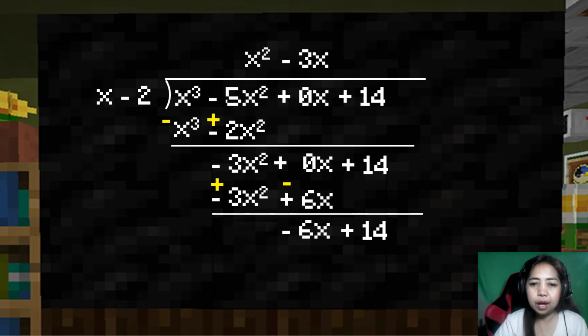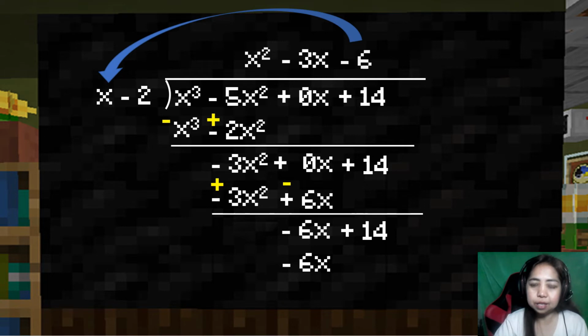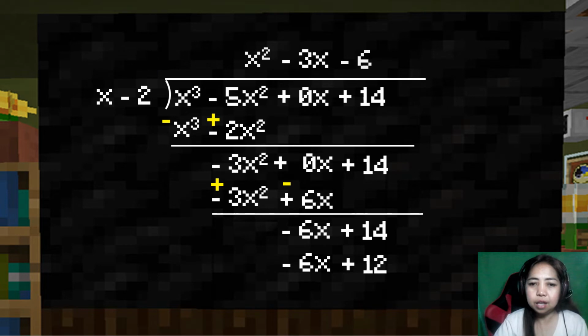So, we have negative 6x divided by x. Cancel na yung x, matitira na lang negative 6. Next step, negative 6 times x, negative 6x. And then negative 6 times negative 2 is positive 12. And then next step, subtract and bring down kung meron pa, pero wala na tayong maibibring down.